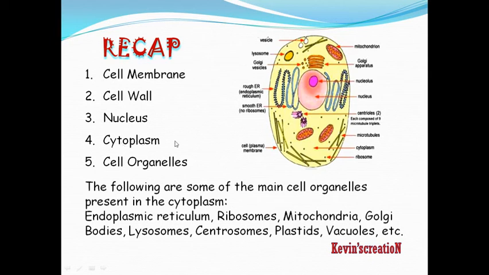The cytoplasm, so all these are cytoplasm. In cytoplasm only we have got the cell organelles. And I told you that I'll be teaching you about these cell organelles which are present in the cytoplasm: endoplasmic reticulum, ribosomes, mitochondria, Golgi bodies, lysosomes, centrosomes, plastids, vacuoles, etc. So now let us start with the first one, that is endoplasmic reticulum.